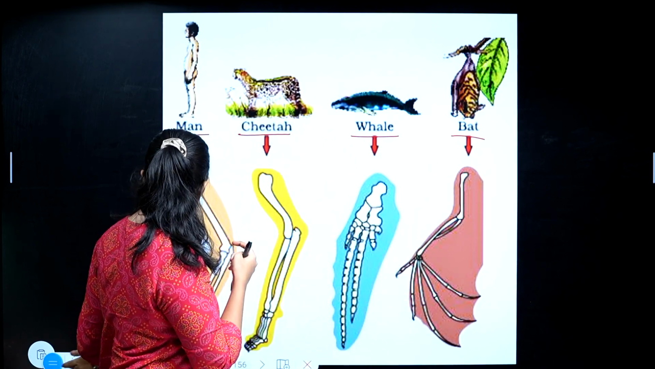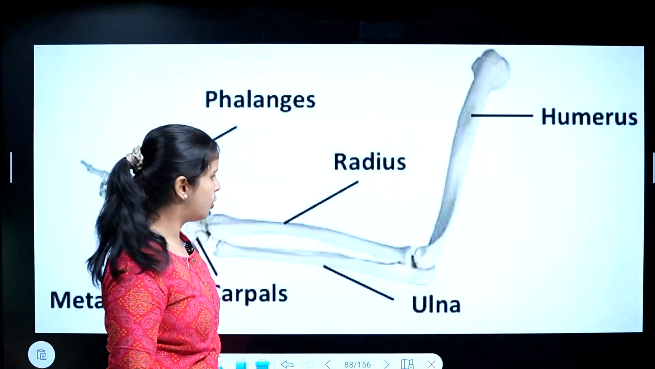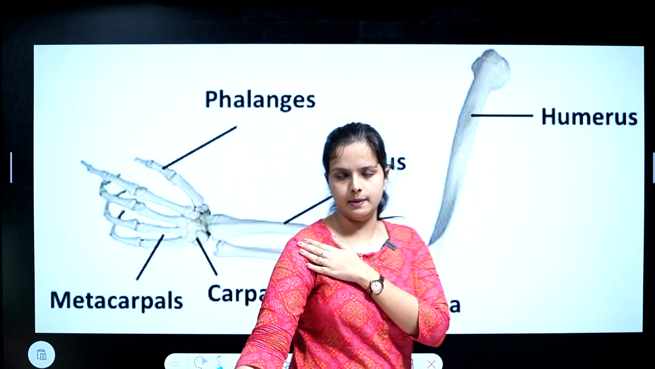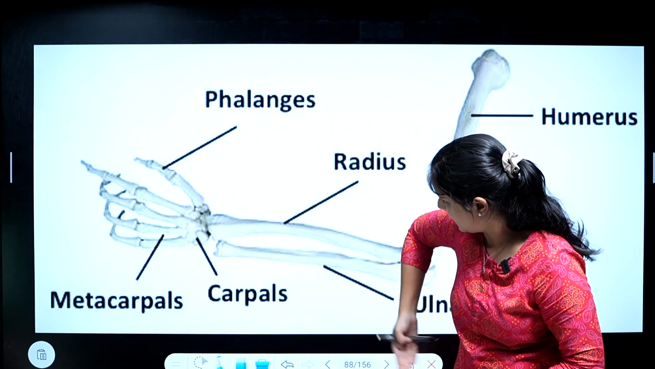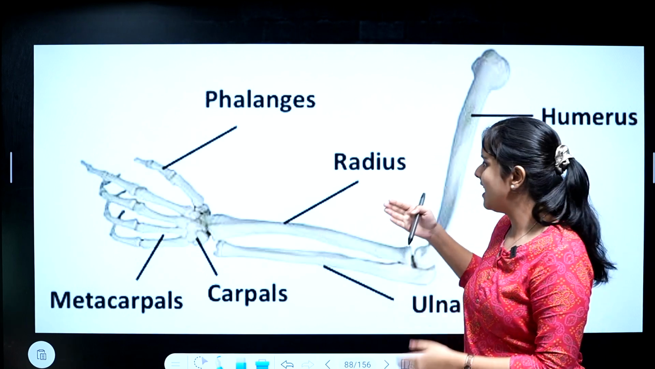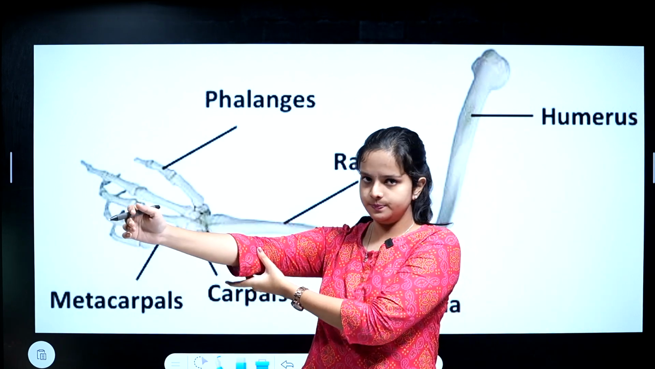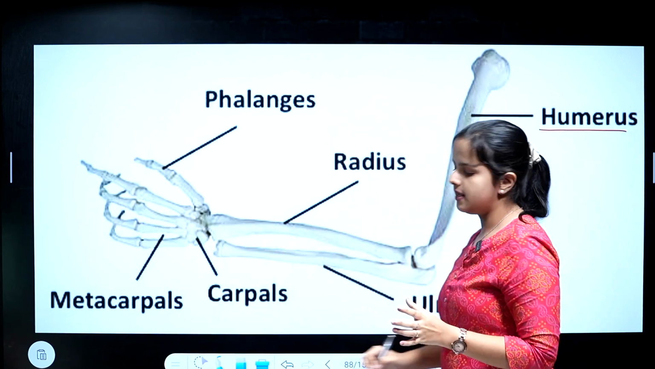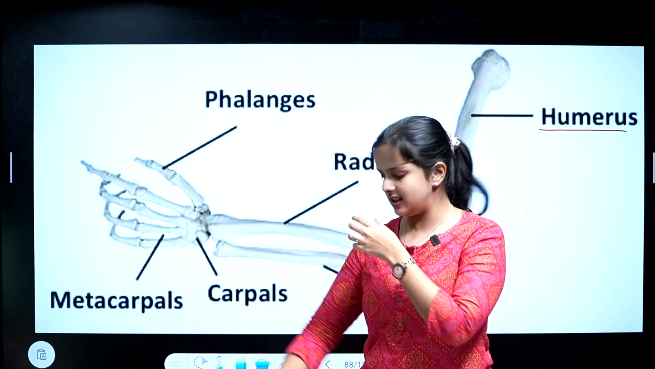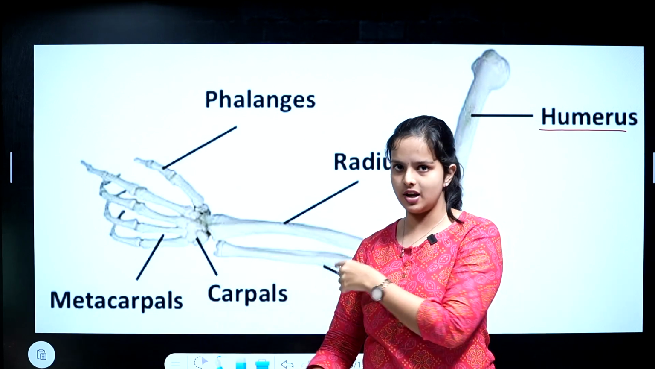How does the basic structure lie? I'll just show you, because you will have to know this. So if we look at a forelimb of a human, this is how it would look. The portion from our shoulder to our elbow is the humerus. From the shoulder to our elbow, we only have one bone, and that bone is known as the humerus bone.